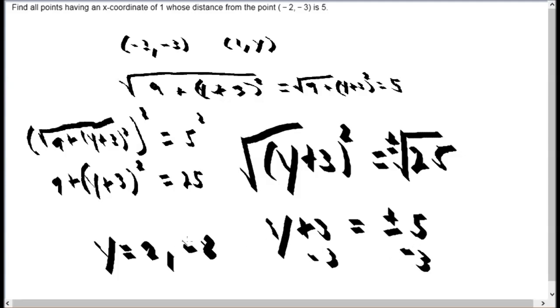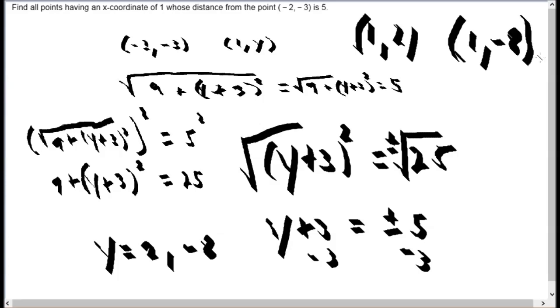Okay, so we get those two coordinates. Now don't forget to put them back in here. So the actual answers will be 1, comma 2 as a point, and then the next one will be 1, comma negative 8. All right, there's your two answers.